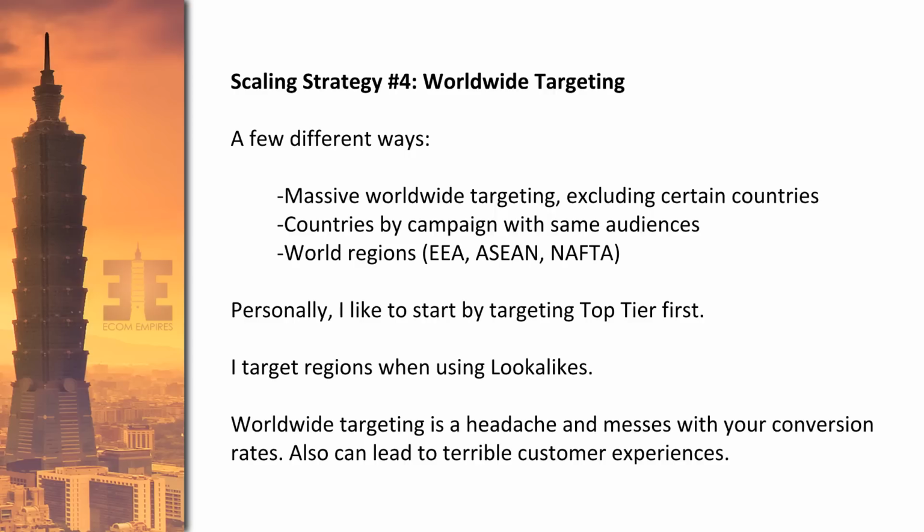Personally, I like doing world regions, okay, when I go to scale into worldwide targeting. Then I use the ones that you're looking at there. So generally, I start by targeting top tier. What I mean by that is top tier e-packet countries. And then if it's a product that's doing really well, I will also scale into the world regions, okay?